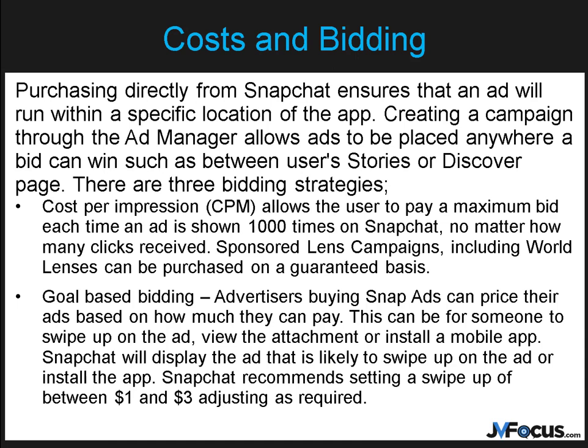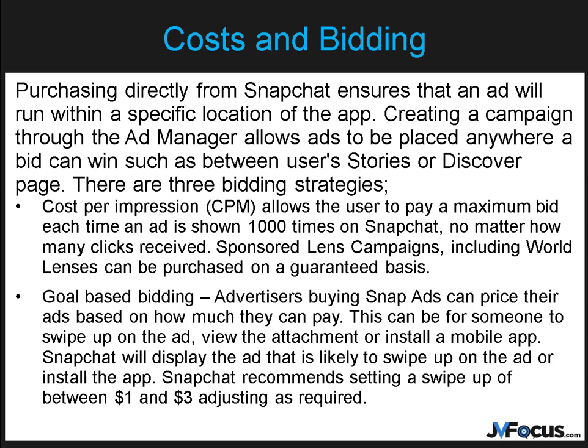Costs and bidding. Purchasing directly from Snapchat ensures that an ad will run within a specific location of the app. Creating a campaign through the ad manager allows ads to be placed anywhere a bid can win, such as between users' stories or discover page. There are 3 bidding strategies. Cost per impression, or CPM, allows the user to pay a maximum bid each time an ad is shown 1,000 times on Snapchat, no matter how many clicks received.